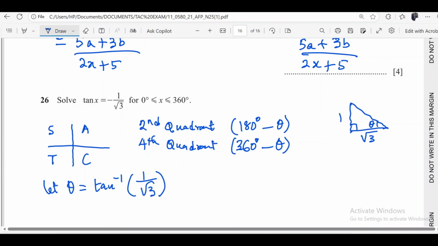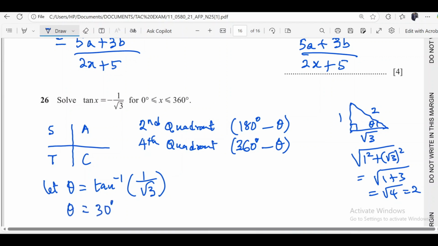If you want to get the size of this angle and you are not too certain, remember the hypotenuse, for example, is going to be the square root of opposite and adjacent. So this is going to be 1 plus 3, and then you have root 4, which is 2. And if you do sine, the one that is very common is that if sine theta is 1 over 2 or 0.5, then theta is 30 degrees. So theta here is 30 degrees.